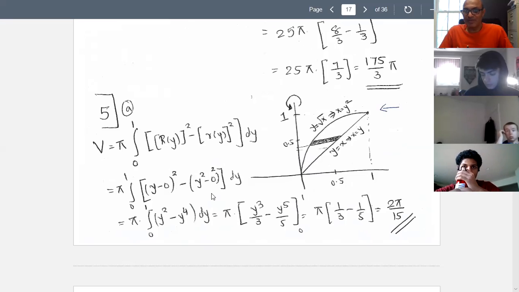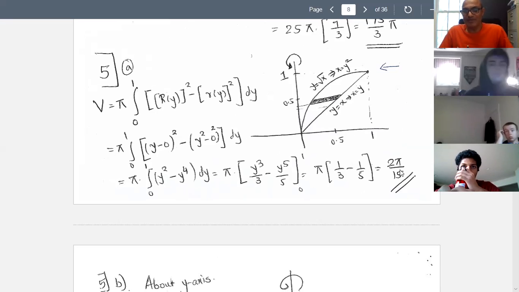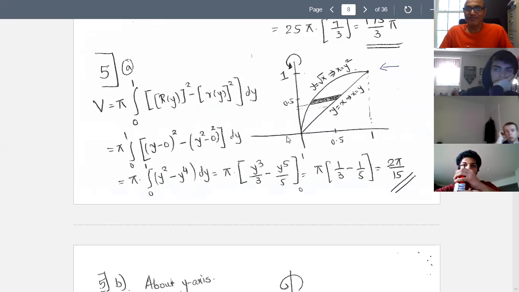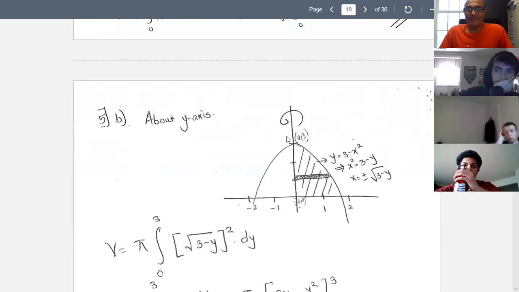Once you set up the formula, plug the values, get the answer y = 5. Simple. The main thing is to understand your problem and to set up the formula. And then a different problem. Now about the y-axis.